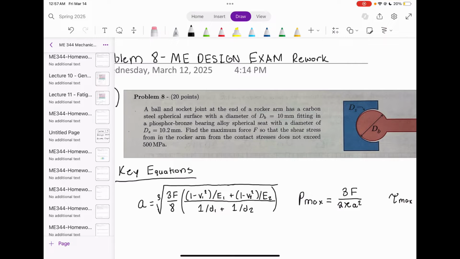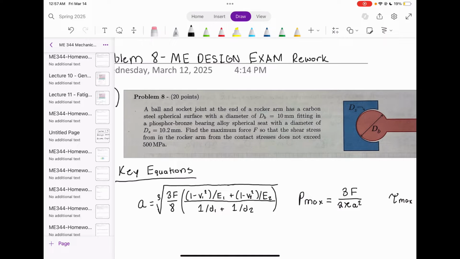Initially, while taking the exam, I actually ran out of time to even do the problem. I wasn't able to get to it and identify what steps I could take to solve for the maximum force in the shearing stress. So that was the main thing when going back and identifying what needed to be done, breaking down the problem step by step and really understanding it.